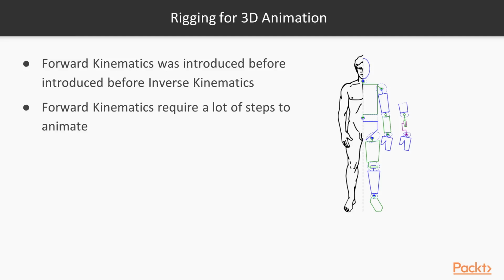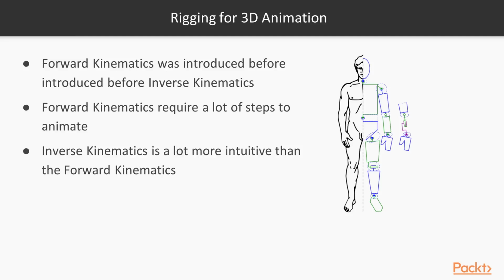And that takes a lot of work, a lot of steps, a lot of movement. So they came up with inverse kinematics, which is a lot more intuitive, and it has an algorithm that you can literally just take the hand and move it, and it's going to detect where the elbow should bend and the shoulder, etc. So we're going to set up our rig.